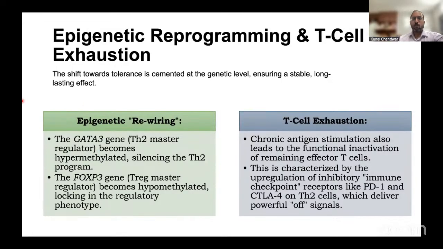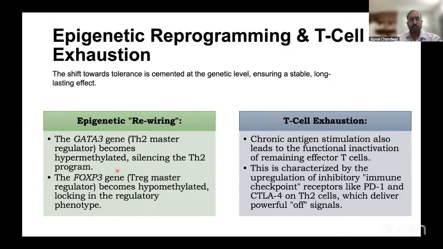Along with this, there is also epigenetic reprogramming that happens with T cell exhaustion. So a shift towards tolerance is cemented even at the genetic level. And this is one of the more important causes why you see long-term effects with allergen immunotherapy. It is not just that till the time you're giving allergen immunotherapy, the effects last. Beyond that time also they are lasting because epigenetic reprogramming happens.